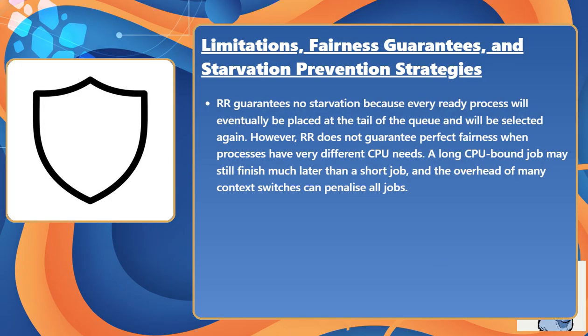RR guarantees no starvation because every ready process will eventually be placed at the tail of the queue and will be selected again. However, RR does not guarantee perfect fairness when processes have very different CPU needs. A long CPU-bound job may still finish much later than a short job, and the overhead of many context switches can penalize all jobs. To improve fairness and reduce overhead, modern systems use several tricks.